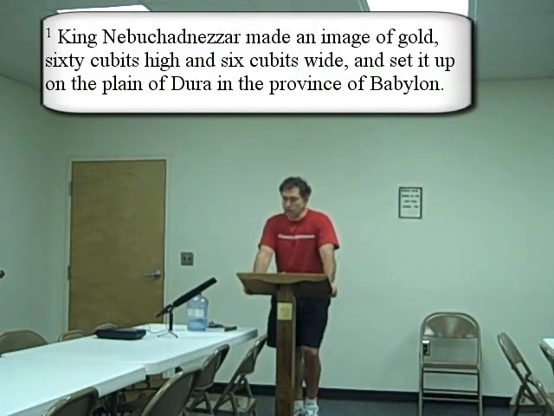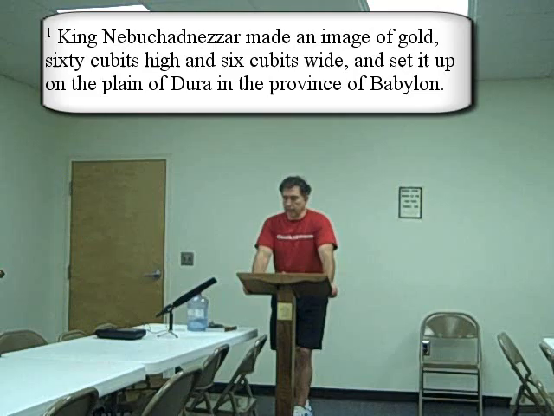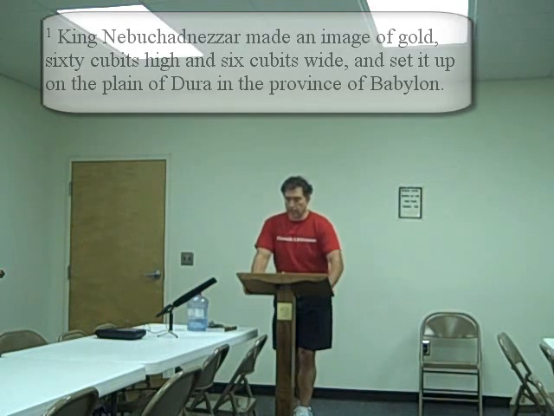King Nebuchadnezzar made an image of gold 90 feet high and 9 feet wide and set it up on the plain of Dura in the province of Babylon. If you look at both chapter 1 and chapter 2, there are some similarities, some resemblance to each other. You have an image, we have a statue, we have some connection there.